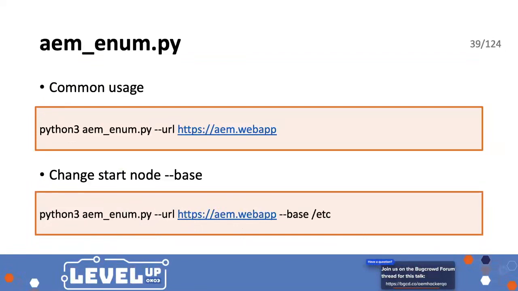Here you can see commonly used command lines. The first one is good for grabbing usernames, and the second one is good for grabbing secrets.